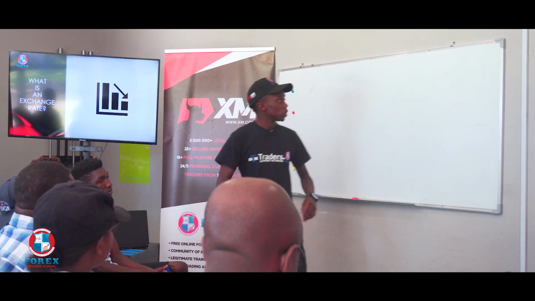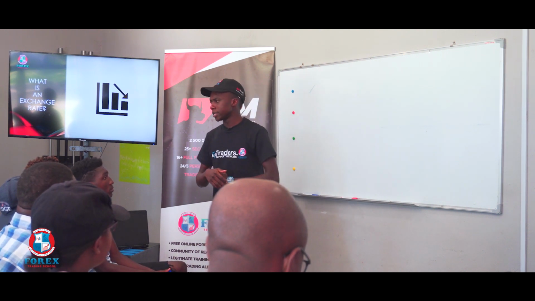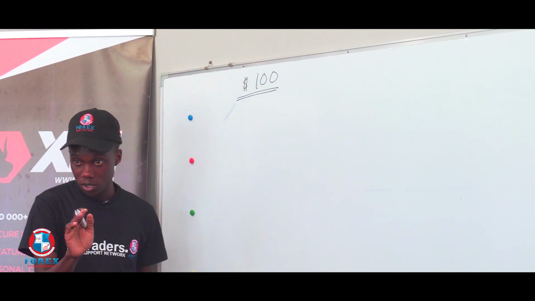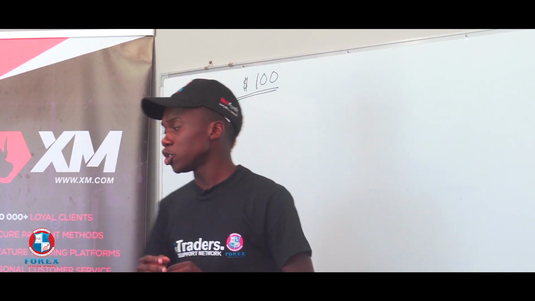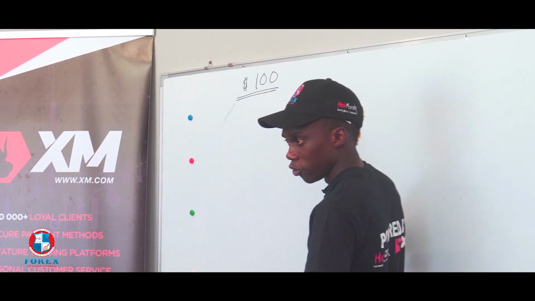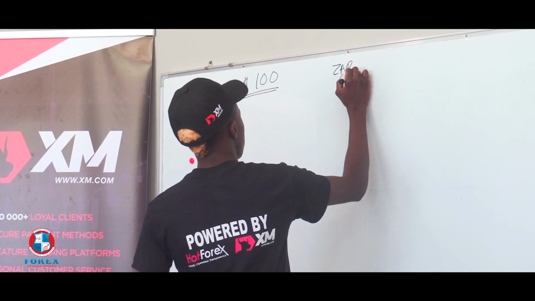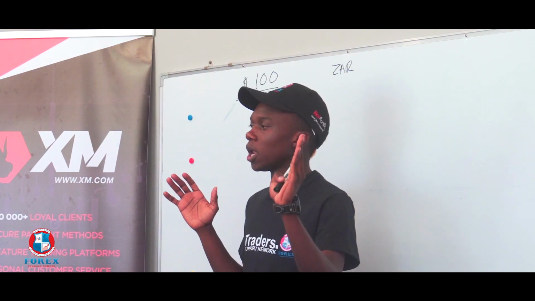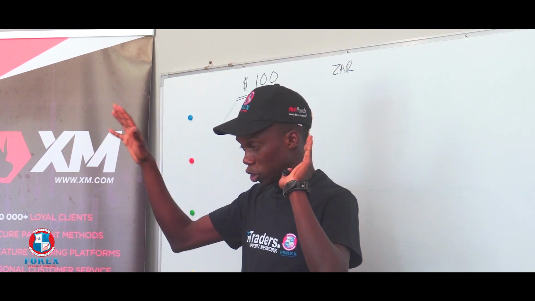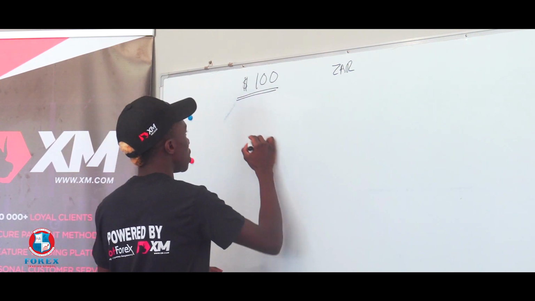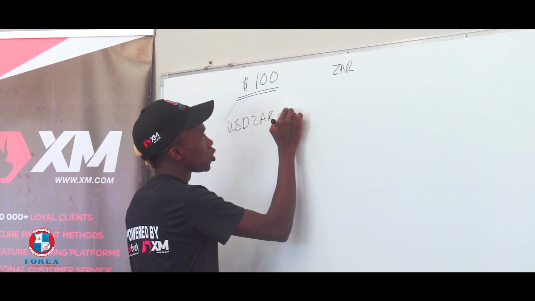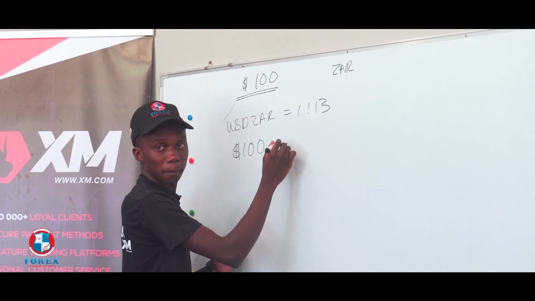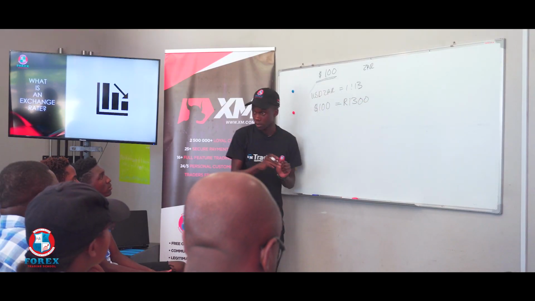So we had this guy called Mandla. Mandla had $100 in his pocket. Then Mandla decides, you know what, I want to exchange this $100 for rands. But for him to do that, he goes to the bureau. When he gets to the bureau, he's told that the exchange rate between the dollar and the rand is 1:13, which means that his $100 is equivalent to how much in rands? 1,300 rands. Okay.